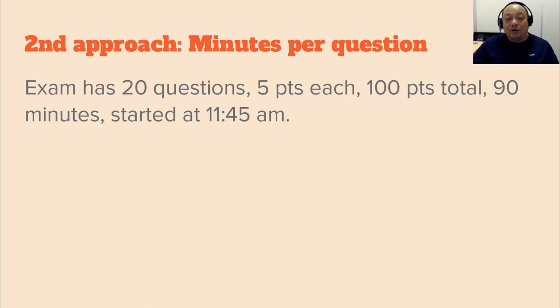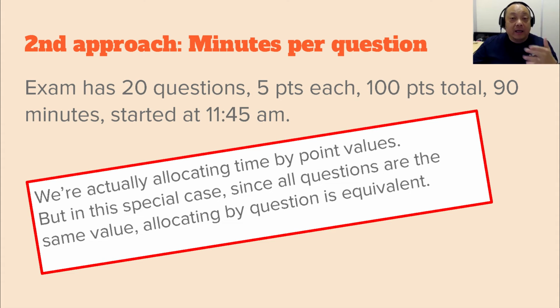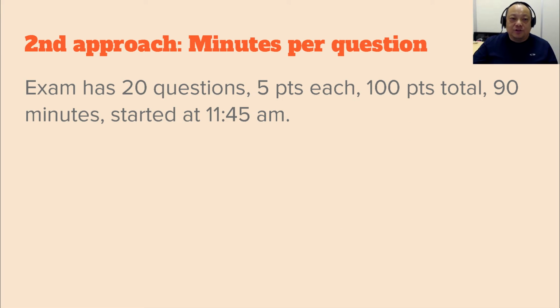Another approach is to allocate how many minutes per question. Again, I want to remind you that we really want to allocate time by point values. But in this special case, because the questions are all the same value, allocating by question is equivalent to allocating by points. Exam has 20 questions, 5 points each, 100 points total, 90 minutes, start at 11:45 a.m.